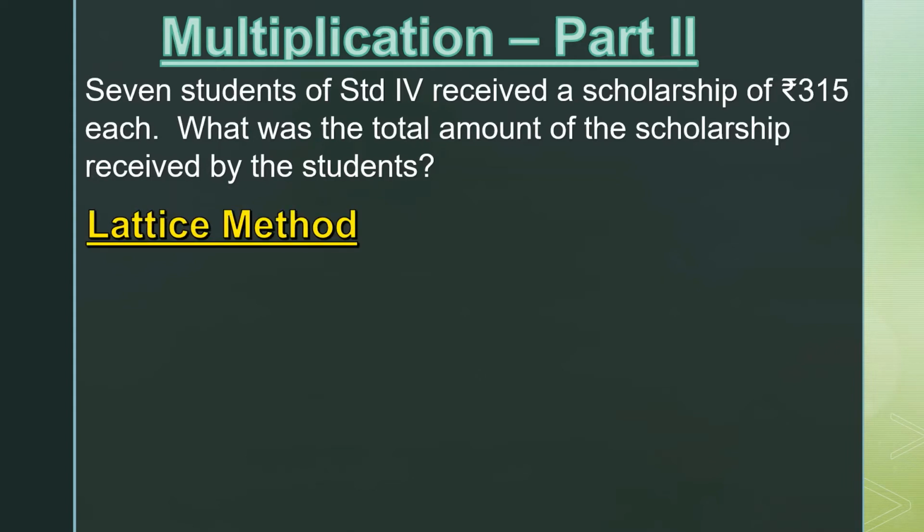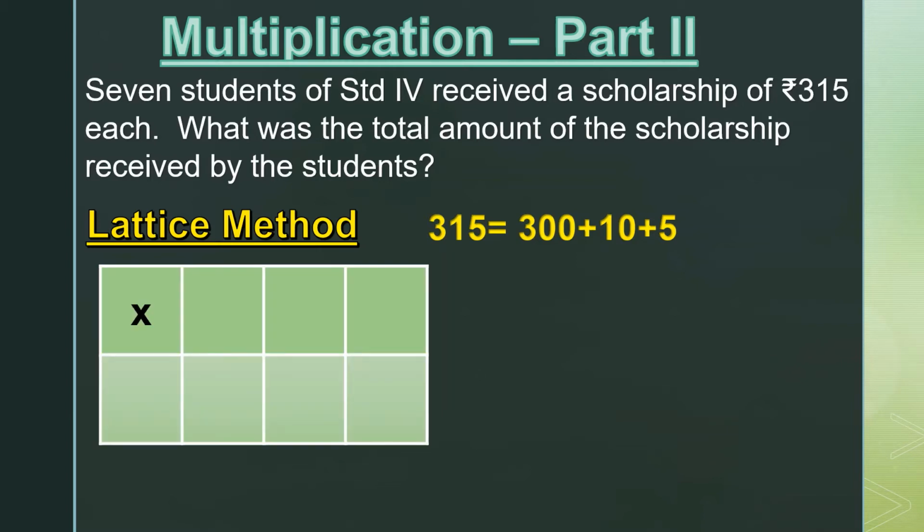To solve by using lattice method, we have to split 315. When we split 315, we get 300 plus 10 plus 5. Now we draw the table for lattice method. We have to draw 3 columns and 2 rows. Write the multiplication sign. Now here we write 300, 10 and 5 in the columns. Now here we write 7.